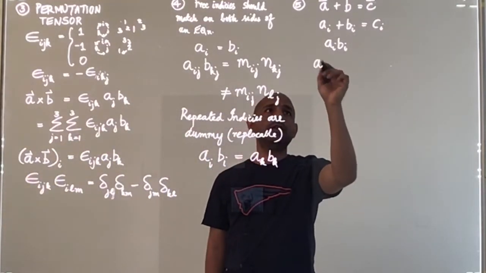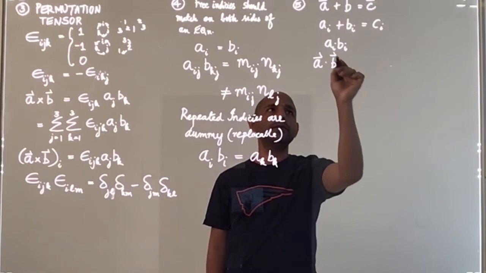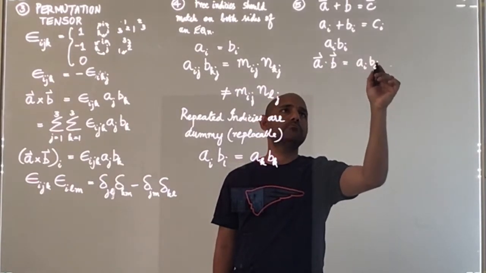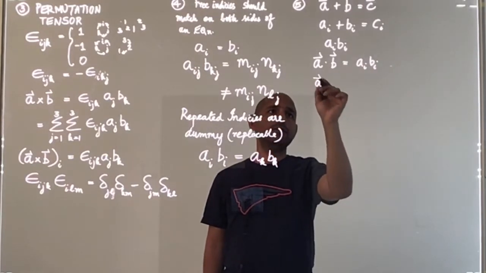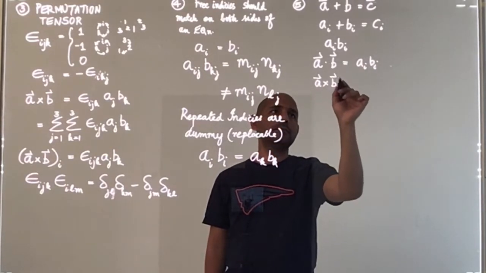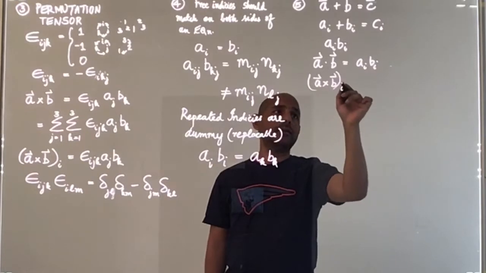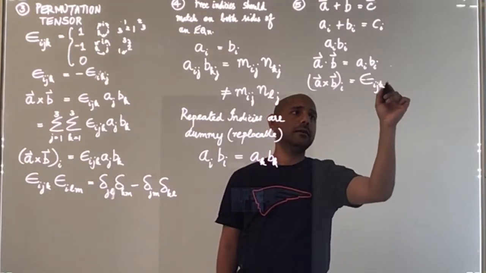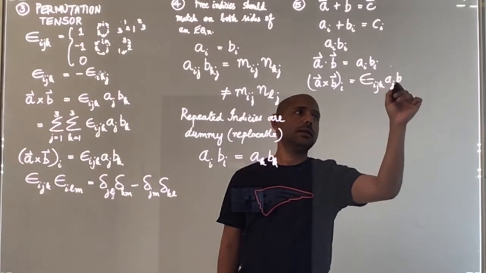Let's move on. A dot B, we saw it already. This is equal to a_i b_i. A cross B: the ith component of A cross B is epsilon_ijk a_j b_k.